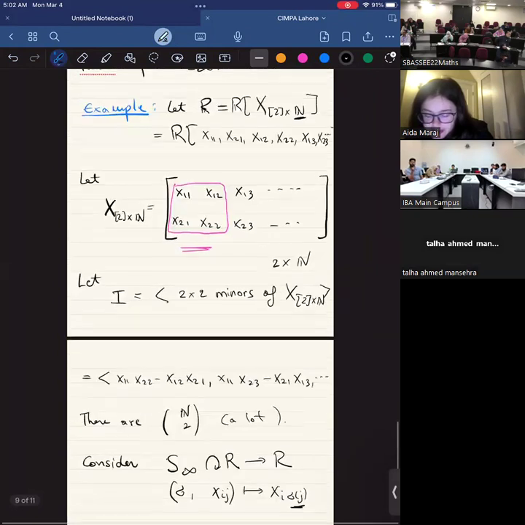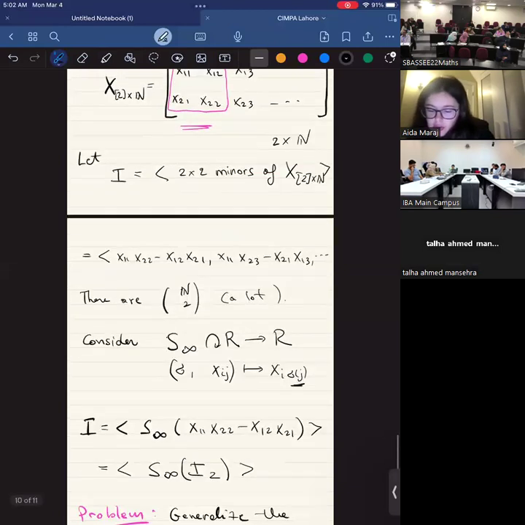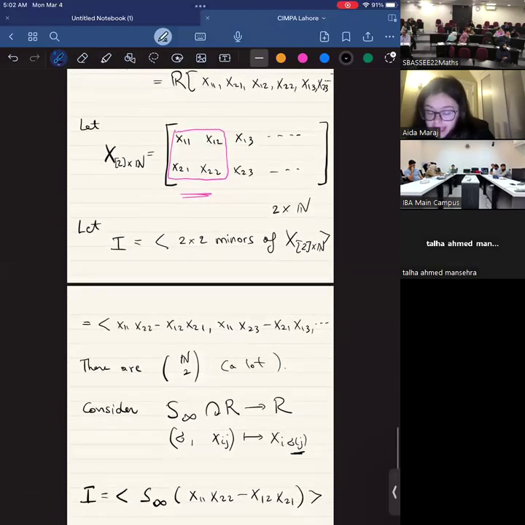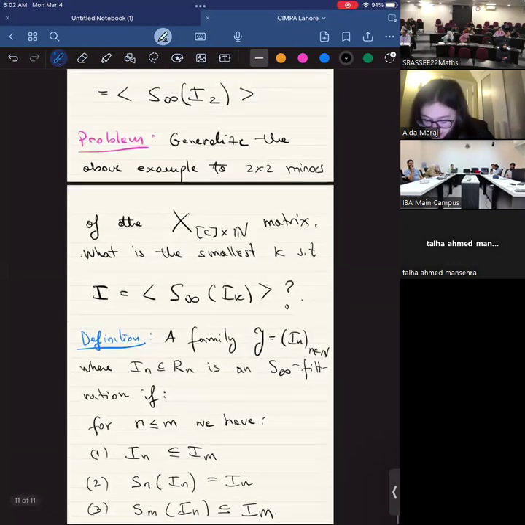If we compare this with the example we had earlier with the 2 by 2 minors, if we call I_n all the 2 by 2 minors of a 2 by n matrix, then if we take m greater than n, all the 2 by 2 minors of I_n are 2 by 2 minors of I_m. And so the first one is true.